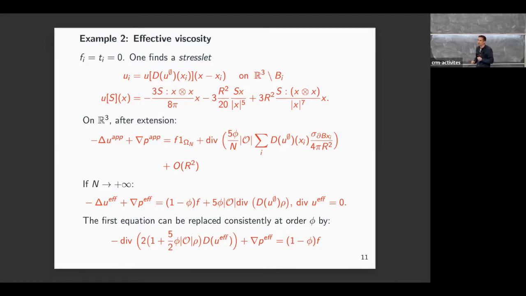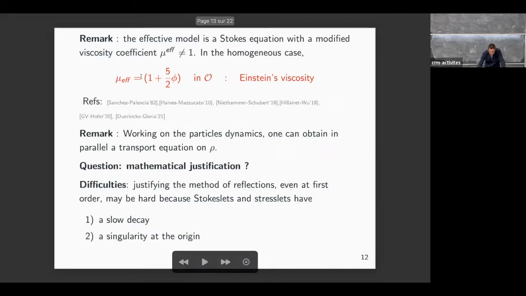It's a solid volume fraction. That makes sense. Okay, so you see that the effective model is a Stokes equation with a modified viscosity coefficient. And in the homogeneous case, when rho is constant over the domain where the particles stand, you find that in this domain, the effective viscosity is obtained from the original one by adding 5/2 of phi. This is a very popular formula in this business, which is due to Einstein. This is Einstein's effective viscosity formula.